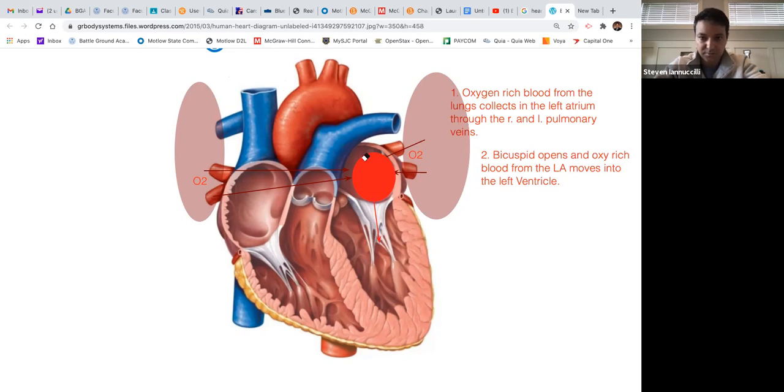Let's see if I can erase it. Oh, I can erase it, good. That's gonna move from there to here. Okay, so the blood that was up here now moves down into the left atrium, the left ventricle, sorry. Okay. Step three. The bicuspid valve closes.